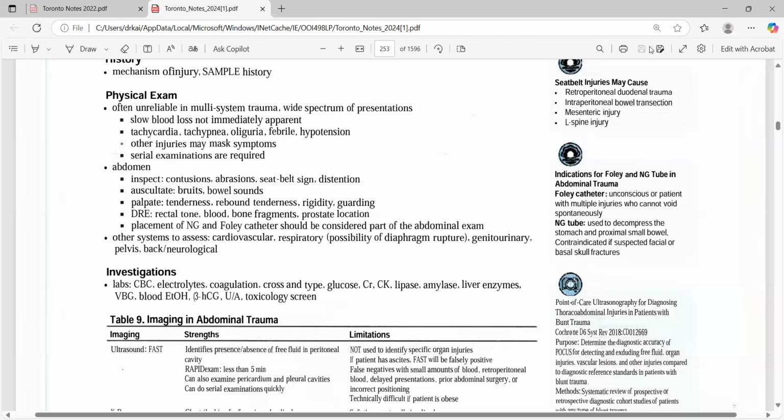So then this is the indication of the Foley's and then NG tube. When are you going to put on that one? Foley's is basically for an unconscious patient where you feel like he has multiple injuries. So in that case, we're going to put the Foley's just to check the urine output. In NG tube, we're going to do the decompression of the stomach.